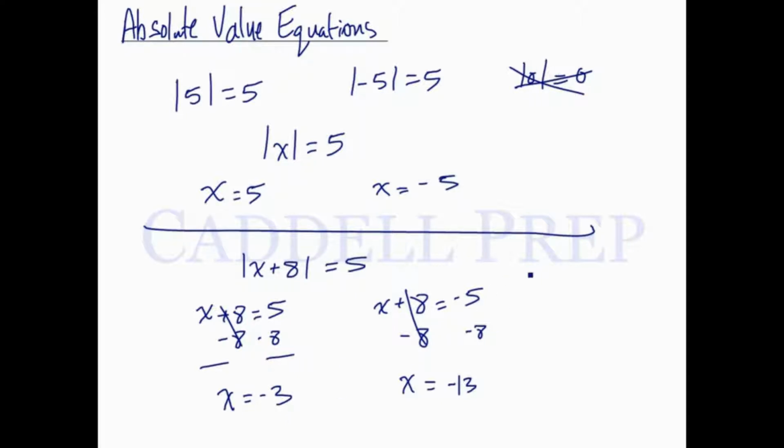And if we try this, we'll see that both cases work. So if we try negative 3, the absolute value of negative 3 plus 8, and negative 3 plus 8 is 5, so the absolute value of 5 comes out to be 5. Let's try negative 13. The absolute value of negative 13 plus 8 gives us the absolute value of negative 5, which of course also equals 5. So we know that if we have an absolute value equation, we're going to have two different equations from that. Let's take a look at another one.